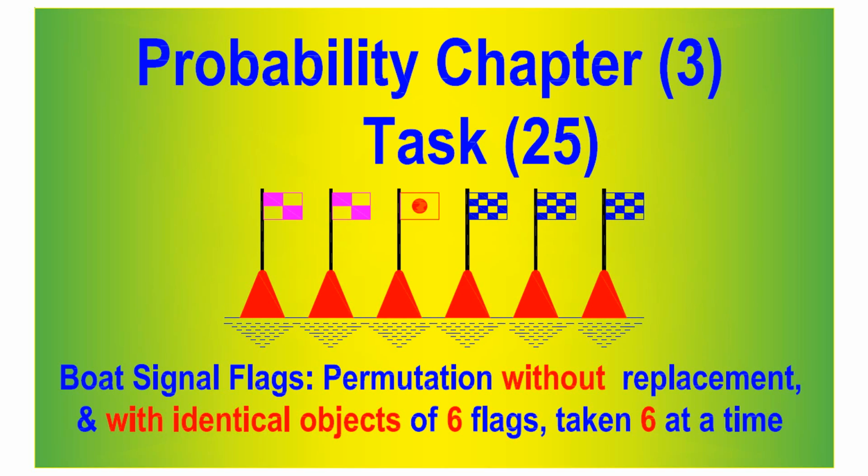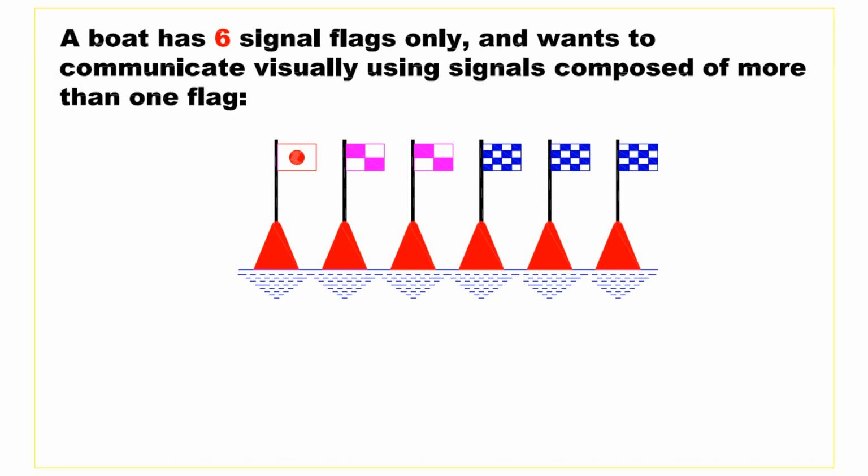In this video, we will study signal flags using permutation without replacement and with identical objects, of 6 flags taken 6 at a time. The problem states the following. A boat has 6 signal flags only and wants to communicate visually using signals composed of more than one flag. So we have these flags, 3 of them are similar and 2 are similar and 1 is similar to itself.